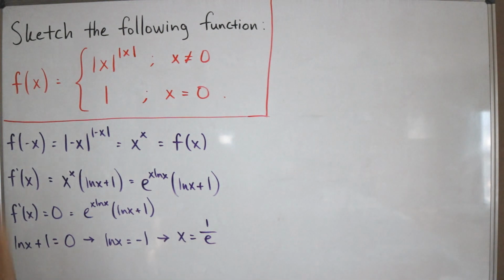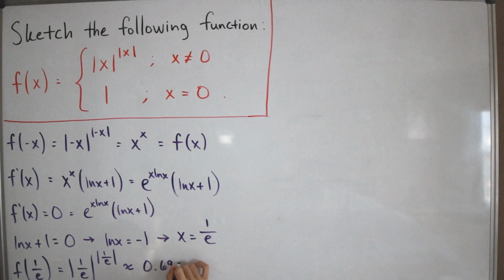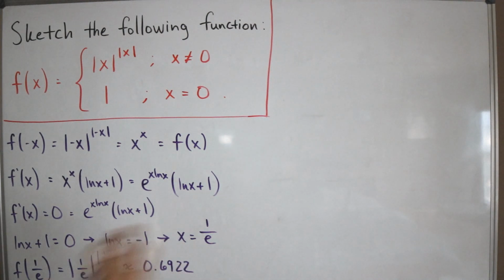So if I plug this back into our regular function, f of 1 divided by e, in other words, that's the absolute value of 1 divided by e, raised to the power 1 divided by e, and approximately that leads to about 0.6922. So that's something to keep in mind whenever we sketch our graphs.